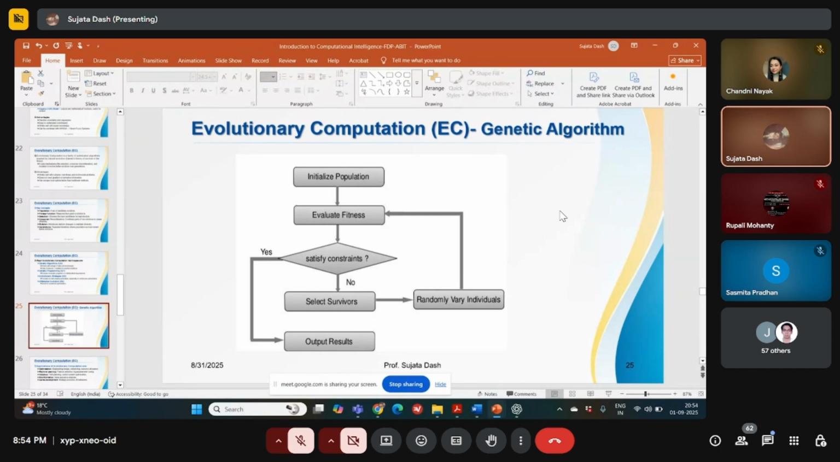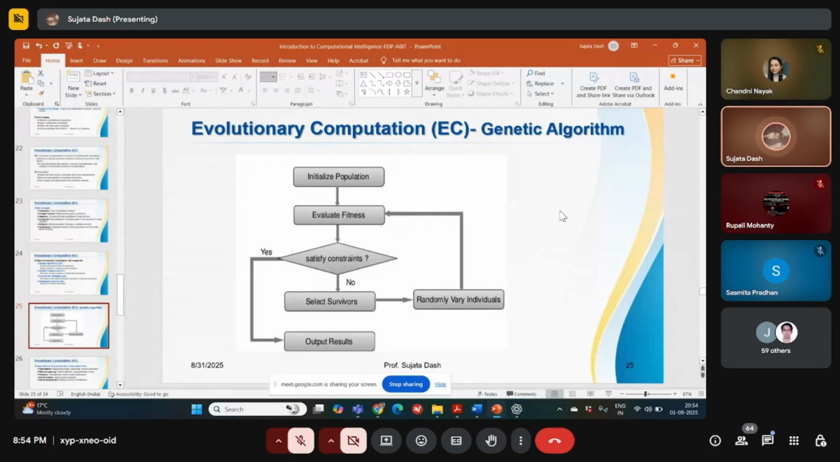Then the third step is satisfy constraints. So there are many constraints, as you know. After finding the fitness value, the algorithm checks if any solution satisfies the problem's constraints or stopping criteria or not. The criteria may be reaching the desired accuracy, completing a number of generations, or finding a satisfactory solution. If the answer is yes, you stop the computation here and output the best results.